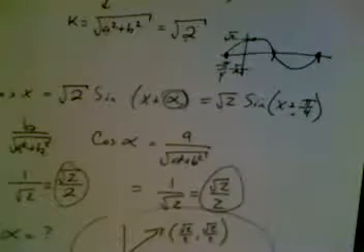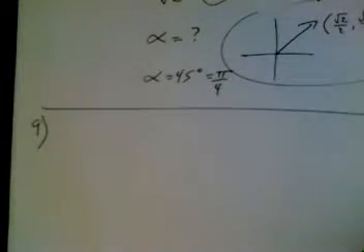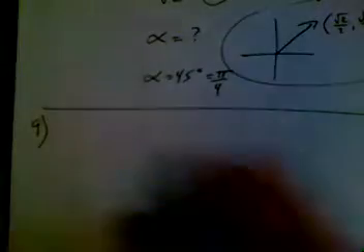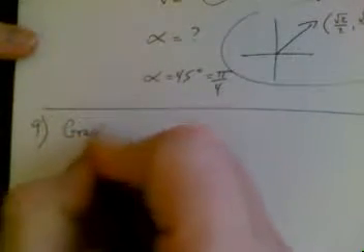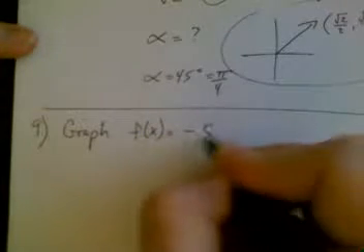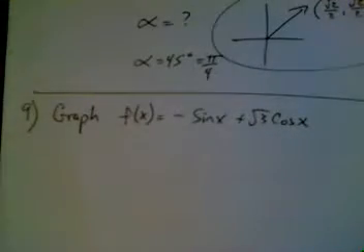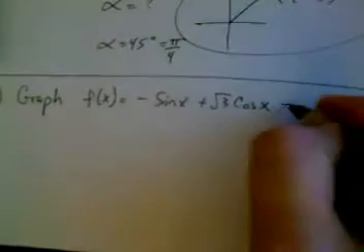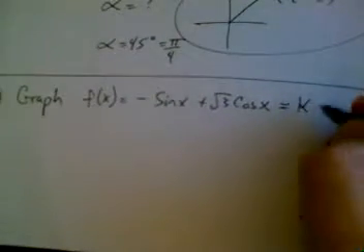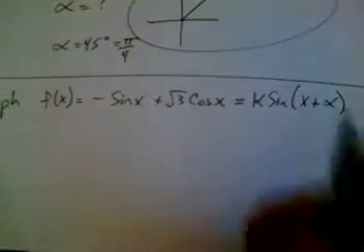Again, if I asked. Which leads us now to example number 9. Okay, and again, make sure you remember to pause these videos and rewatch them if you need to. So, example number 9 says graph f of x equal to negative sine of x plus radical 3 cosine of x. Well, if I follow the rules that I just used, this shouldn't be a problem for first changing this to be of the form k sine of x plus alpha. Okay? Again, that's what I'm going to want to change it to.